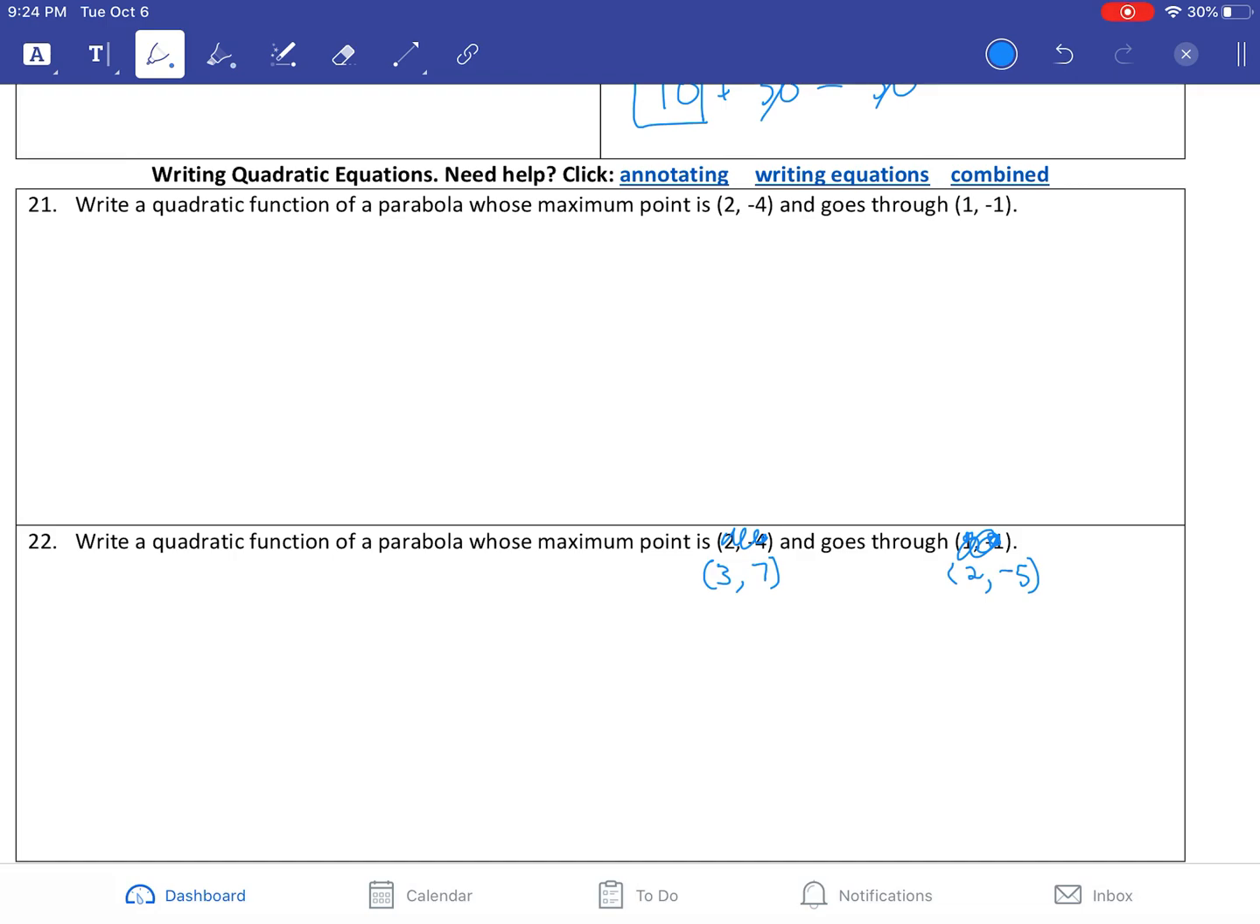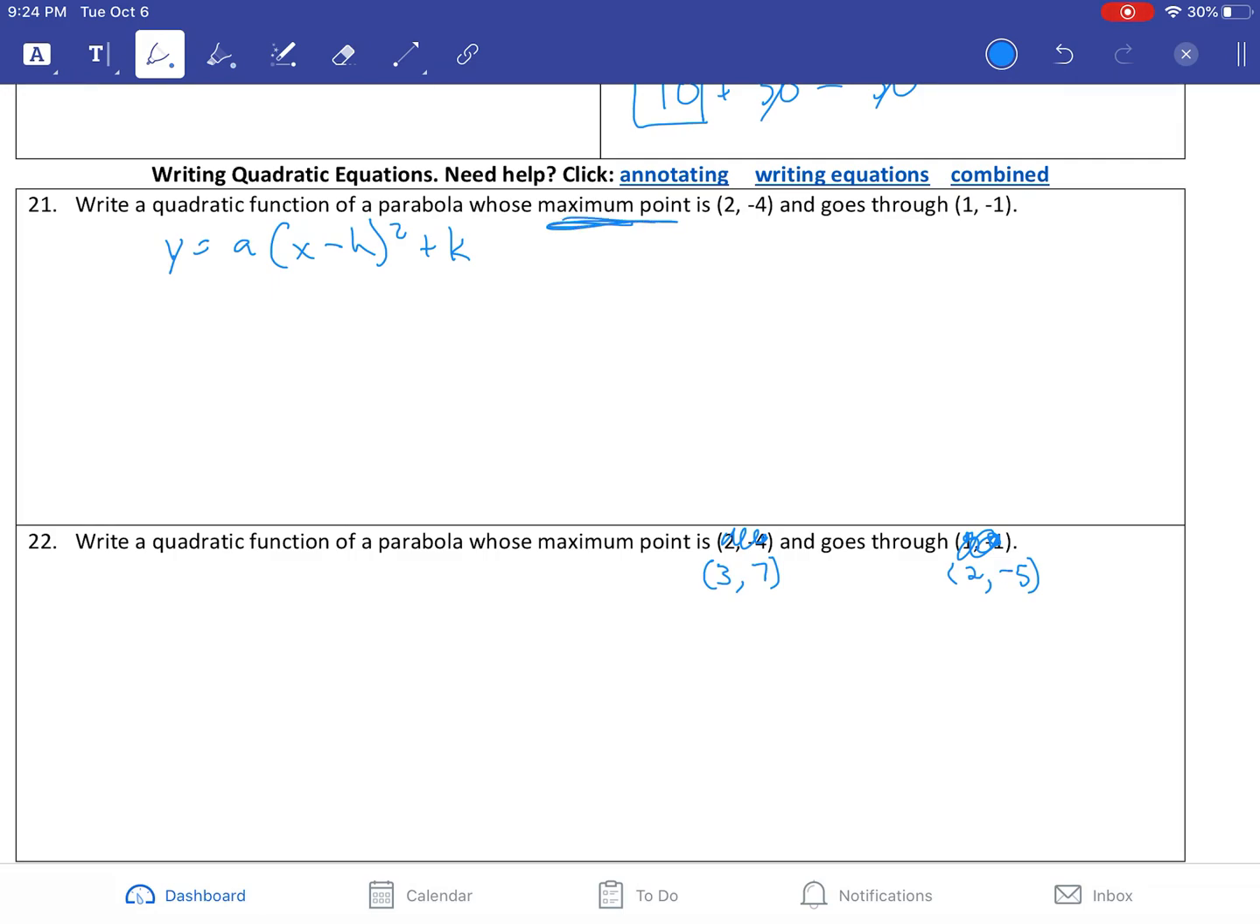So for what you're doing with these, you're using the vertex form, y equals a times (x minus h) quantity squared plus k, and you're putting the values of these points into your equation where they belong, solving for a. Once you have a, you can rewrite the equation with the a value in it.